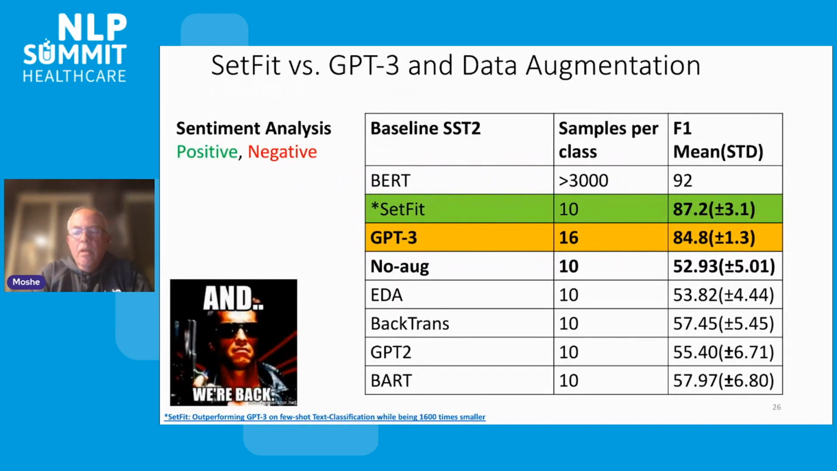So now let's look at some results. We go back to our sentiment analysis example with data augmentation. I added the results of SetFit and GPT-3 versus the data augmentation methods. You can see that both GPT-3 and SetFit are significantly better than data augmentation. And SetFit is even slightly better than GPT-3, even with a lower number of training samples per class.